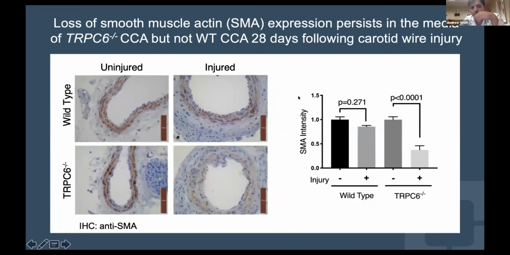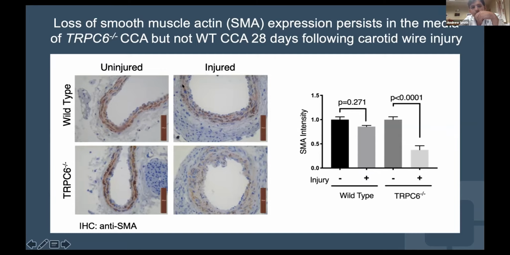We then assessed if there was a difference in the phenotypic state of medial smooth muscle cells between wild type and TRP6 knockout mice, as our results suggested that perhaps there was an increase in phenotypic modulation and dedifferentiation of smooth muscle cells in TRP6 knockout mice compared to wild type mice. To assess this, we took common carotid arteries 28 days after injury and performed immunohistochemistry against smooth muscle actin.